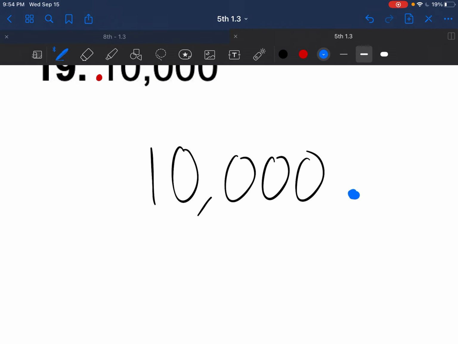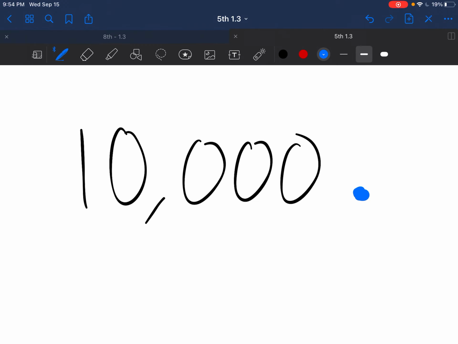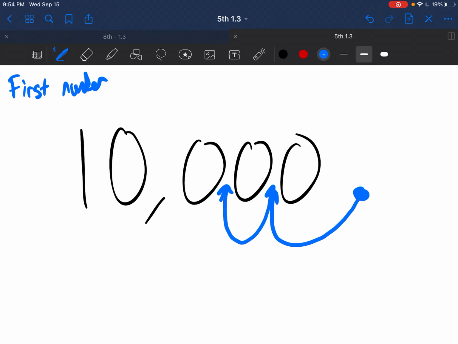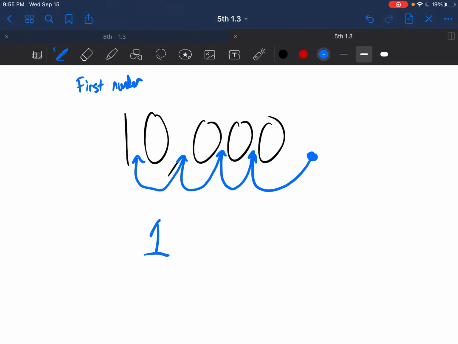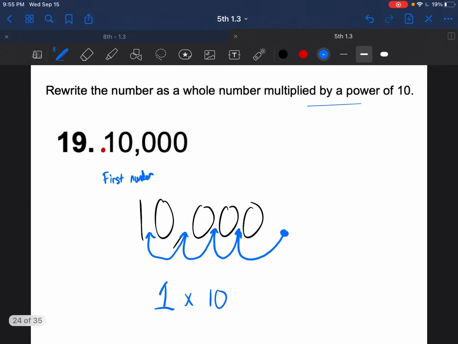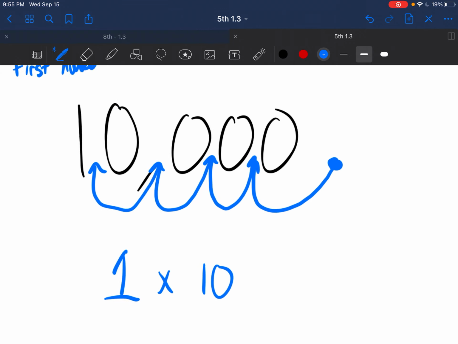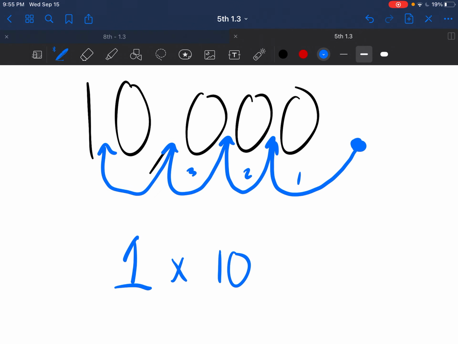So to turn this back into a power, all we got to do is draw some bunny hops. We go all the way to the first number. So we add 1 bunny hop, 2 bunny hops, 3 bunny hops, 4 bunny hops. So the answer for this one is going to be 1 times 10. When we write it as a power, it's always going to be something times 10 to something. So how many bunny hops did we do? 1, 2, 3, 4. So 1 times 10 to the 4th.